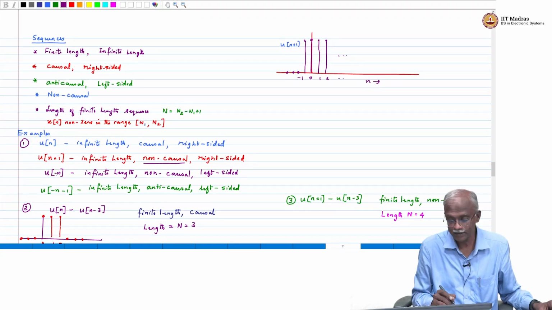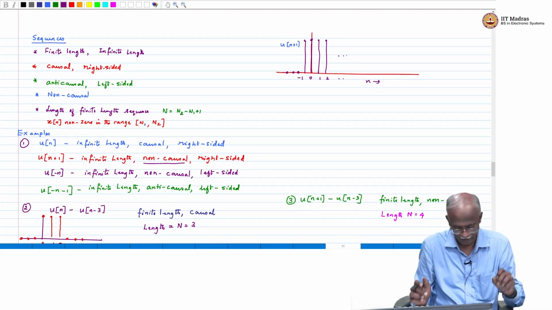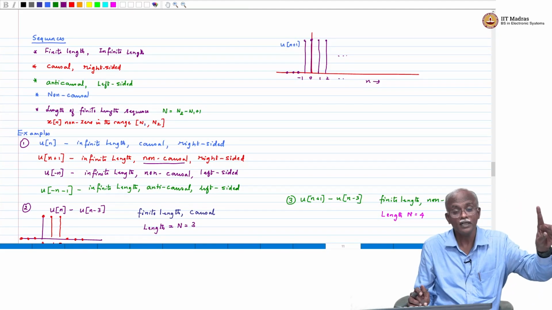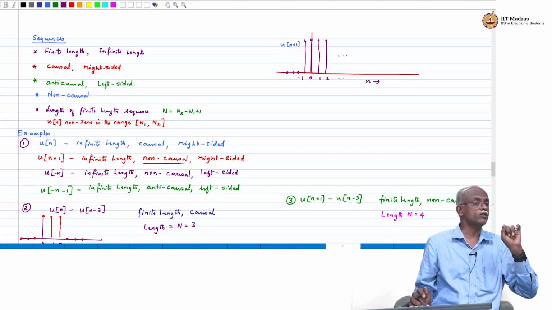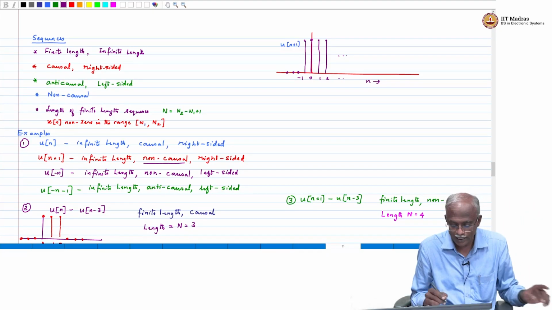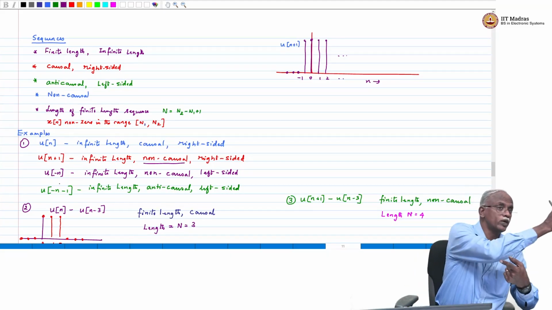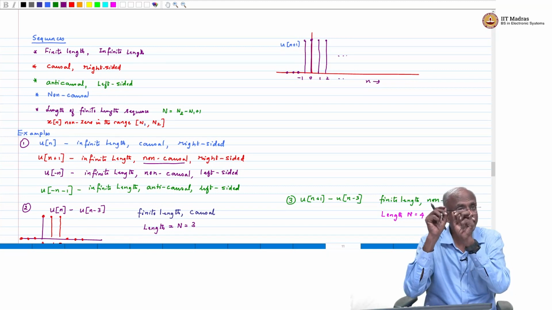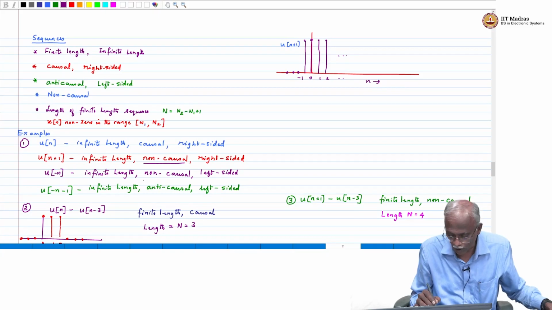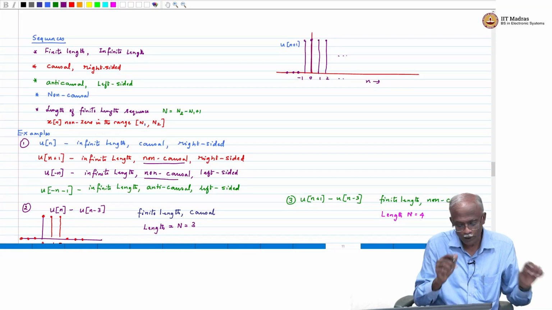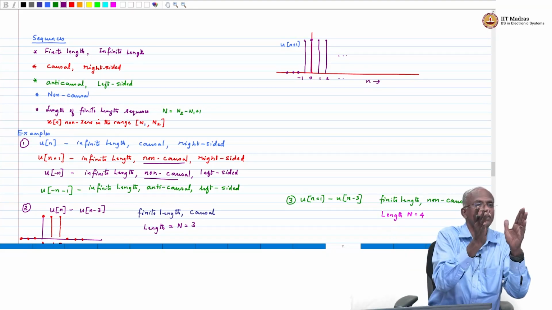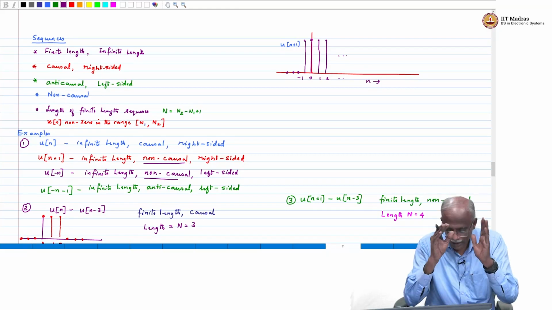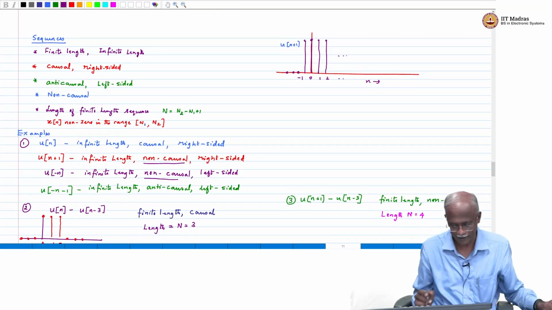u of minus n, you have done a mirror image of that. We looked at it in the last session. It will be infinite length, it will be left-sided. However, it does not satisfy the condition for anti-causal. Anti-causal means it must start at minus 1 and go towards the negative. It cannot have a non-zero value at n equal to 0. u of minus n has got a non-zero value for n equal to 0. So, we call it non-causal and left-sided. However, u of minus n minus 1, which is a shifted version of the unit step sequence and the mirror image, that will be infinite length, anti-causal, left-sided.